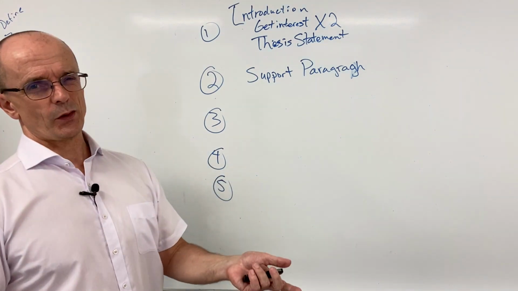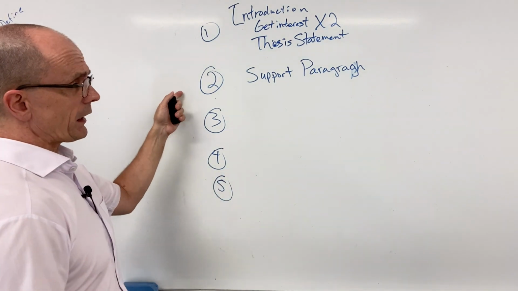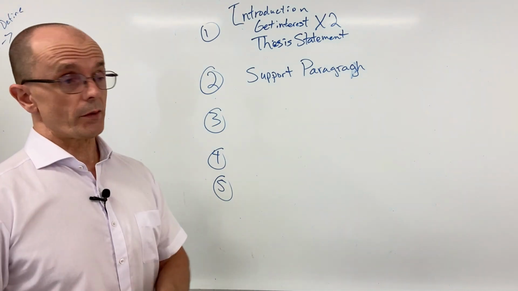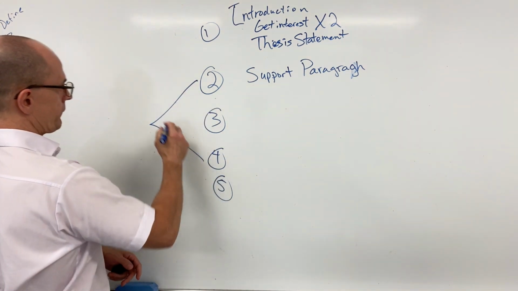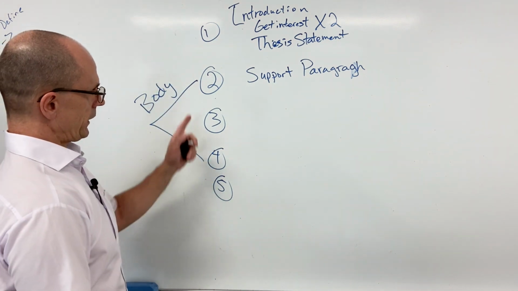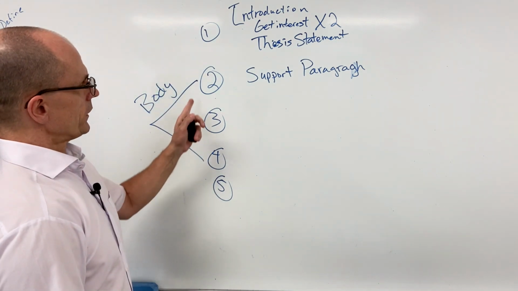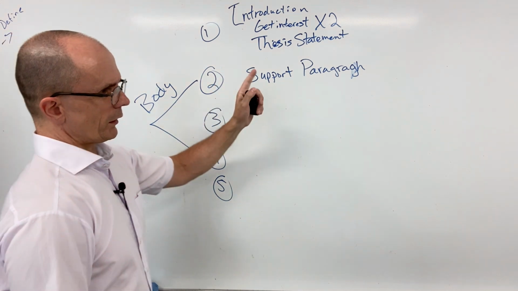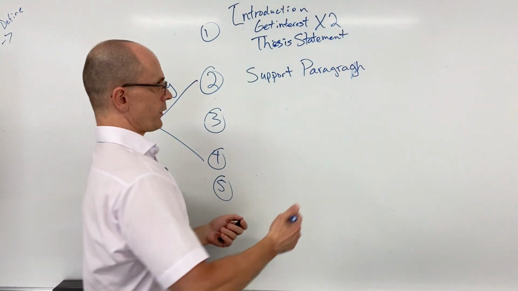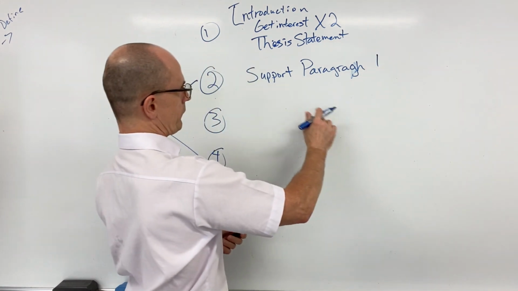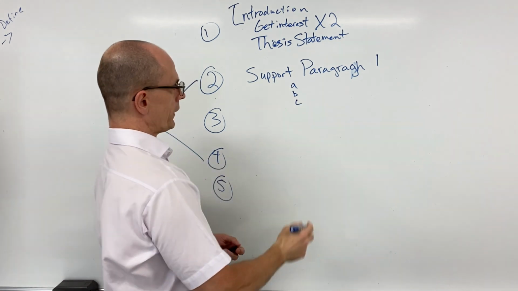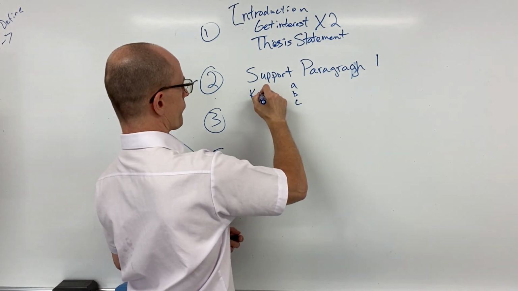And this gets a little confusing because we're talking about the second paragraph of the essay, or the first part of the body. So this is the body right through here. I'm often going to use those terms. So support paragraph 1, and then we're going to have key points A, B, and C.